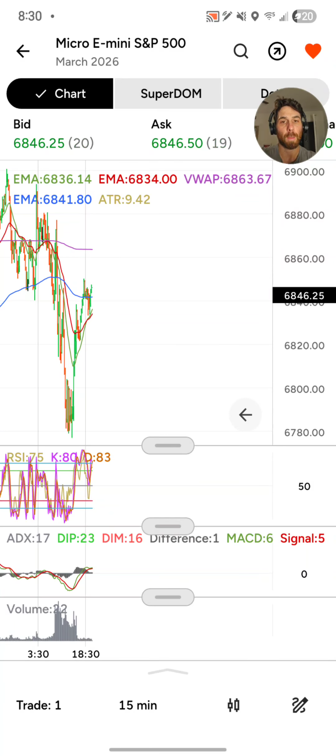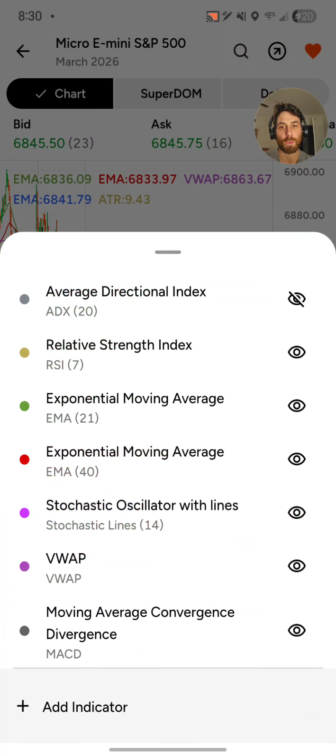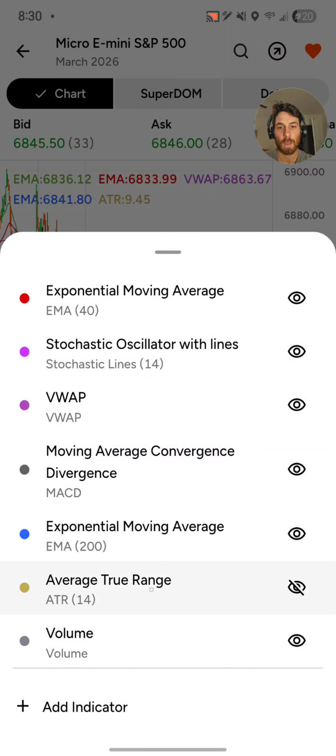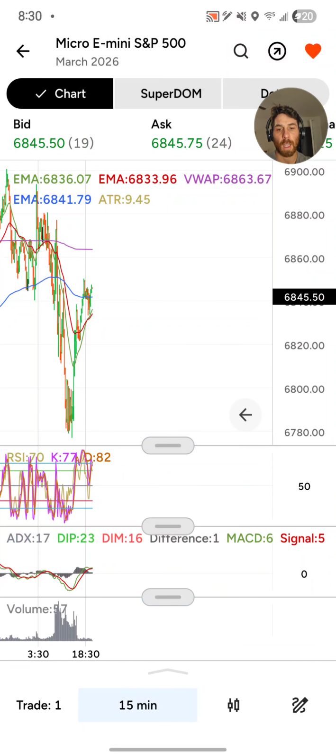Then I have the VWAP, the volume weighted average. That's in purple. And then I have the ATR, the average true range. That is great for seeing at this time period how many points this instrument typically moves. So at the 15-minute time period, S&P is typically moving about 10 points, at least in the last 15 minutes.